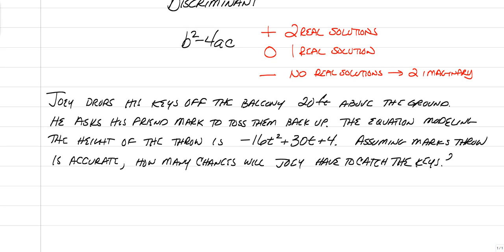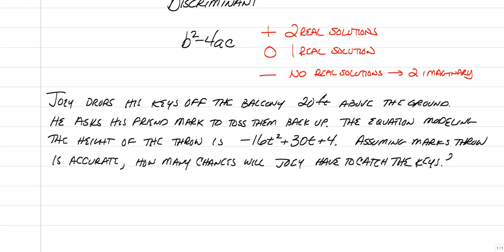Sometimes there are ways of answering questions without ever having to do all the work. So here's an example of Joey dropping his keys off of his balcony that's 20 feet above the ground. And he asks his friend Mark to just toss them back up to him. The equation given is negative 16t squared plus 30t plus 4. Now that equation means the negative 16 is actually the force of gravity. 30 is how fast Mark is throwing them back up to Joey at 30 feet per second. And 4 is the release height. So if he throws it at 30 feet per second, we're going to assume that his throw is accurate. How many chances will Joey have to catch the keys?